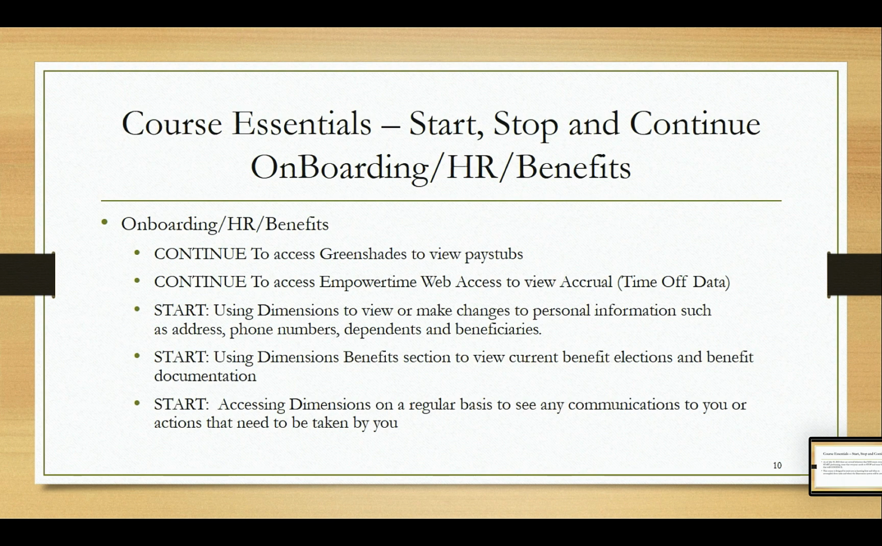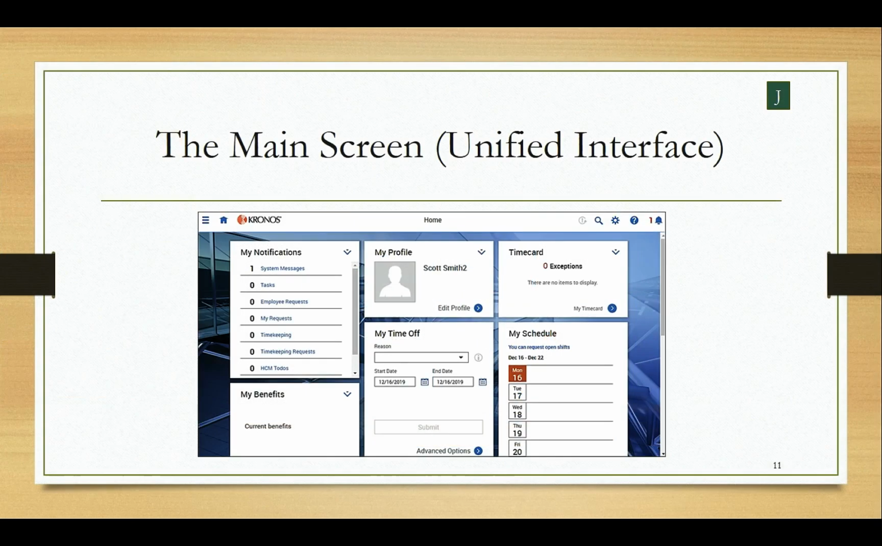dependents, and beneficiaries. We want you to start using Dimensions Benefits section to view current benefit elections and benefit documentation. And we want you to start accessing Dimensions on a regular basis to see any communications to you or actions that need to be taken by you. So let's log in and start looking at the system.